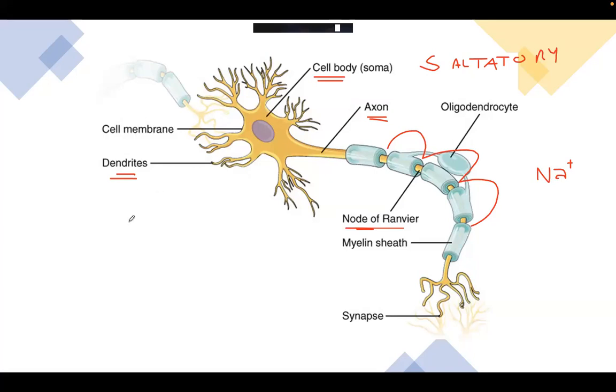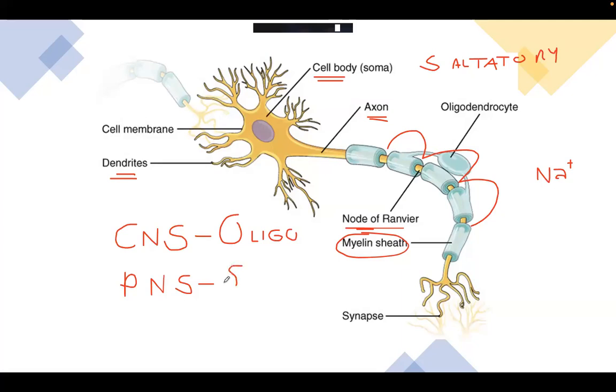Now, question. What produces the myelin sheath in the central nervous system? What cell? Central nervous system is the oligodendrocyte. What about the peripheral nervous system? What produces the myelin sheath in the peripheral nervous system? It's the Schwann cell. Okay. The Schwann cell produces the myelin sheath in the peripheral nervous system.